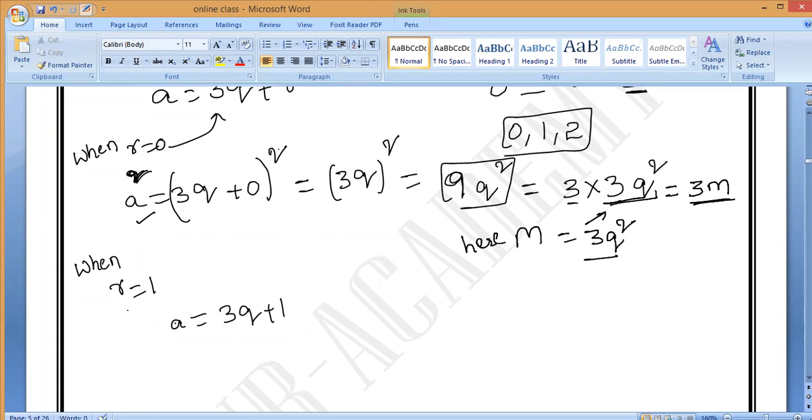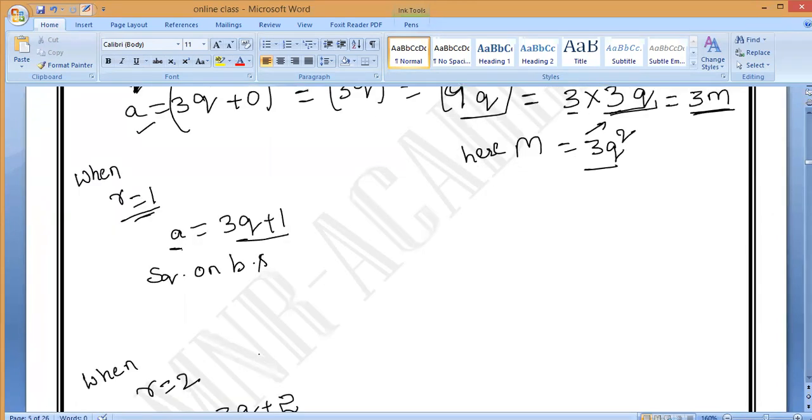Next, when r is equal to 1, that equation is a equal to 3q plus 1. Next, squaring on both sides. What is the equation? a square is equal to 3q plus 1 the whole square.